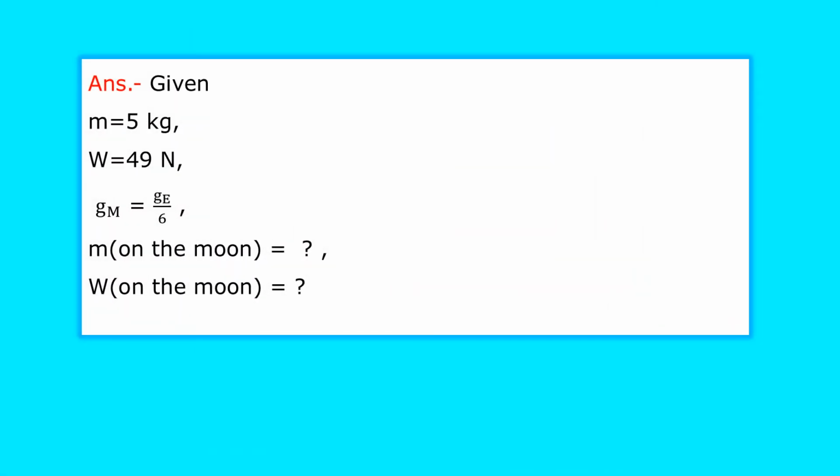Now let us write given things. Mass m is equal to 5 kilogram, weight w is equal to 49 Newton, and we know, children, gravitational acceleration of the moon is equal to 1 upon 6 of the gravitational acceleration for earth. So gm is equal to ge upon 6. Now we have to calculate mass on the moon and weight on the moon. Means that object's mass we have to calculate on the moon and that object's weight we have to calculate on the moon. Now let us calculate.